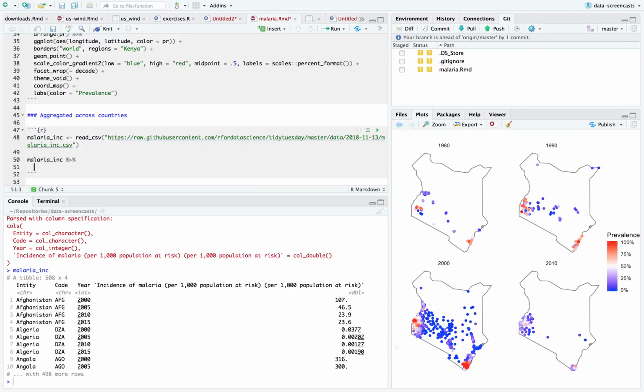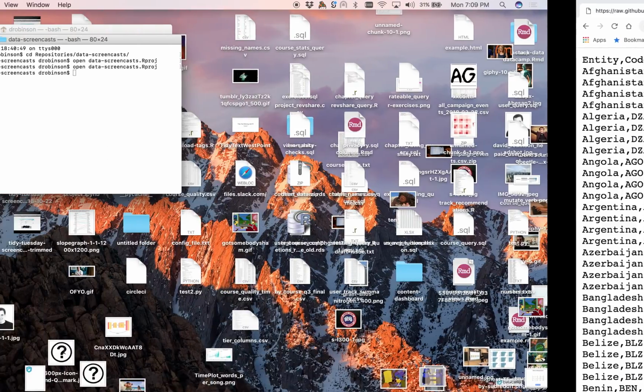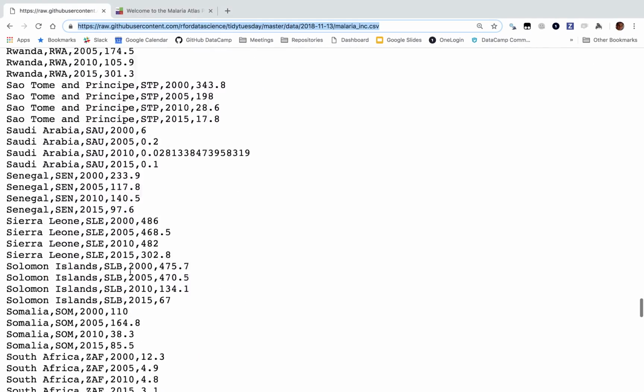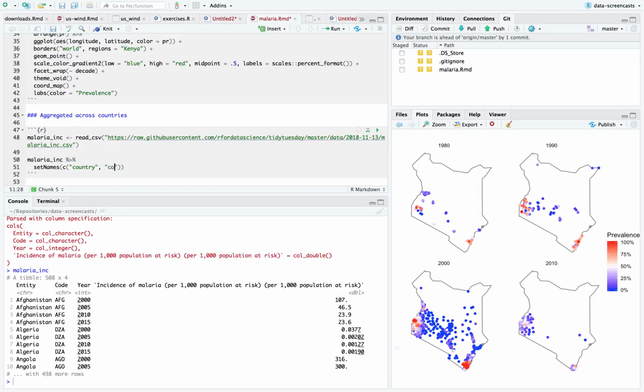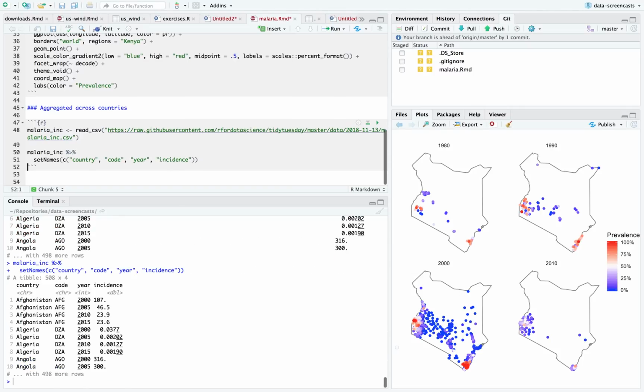All right, I need to rename this data. So I'm going to quickly set names to country, a lot better than entity. Some of it might be regions. I'm not entirely confident. Yep, one of them's world. I'm still going to call it country. Code, year, and incidence. All right, I like that a little bit more.